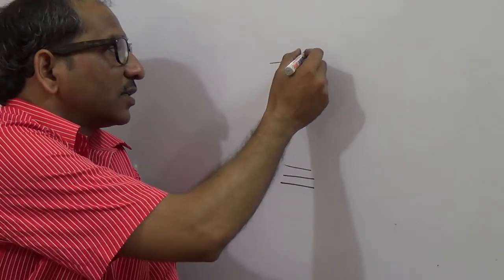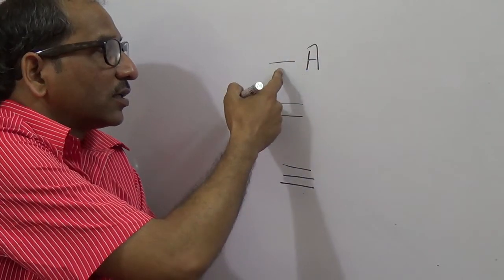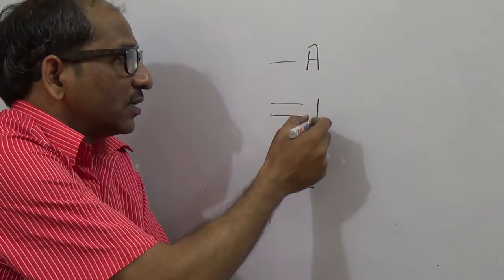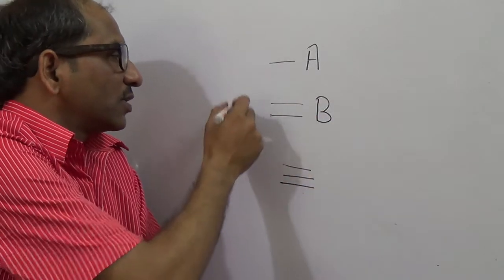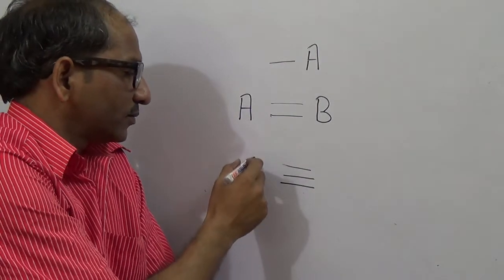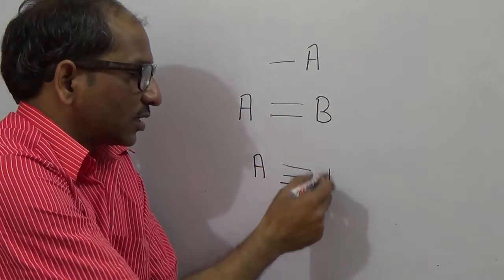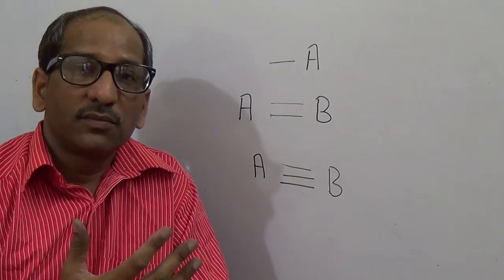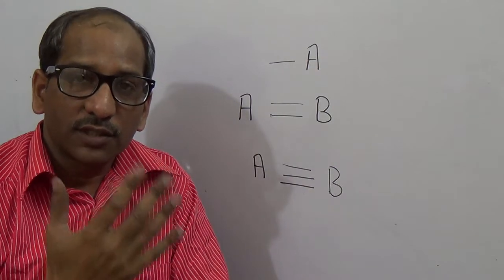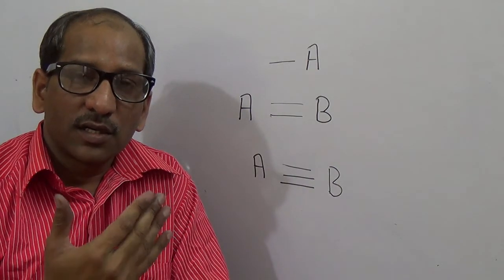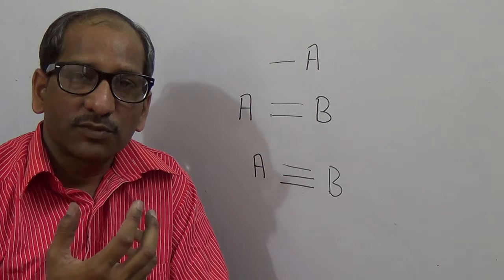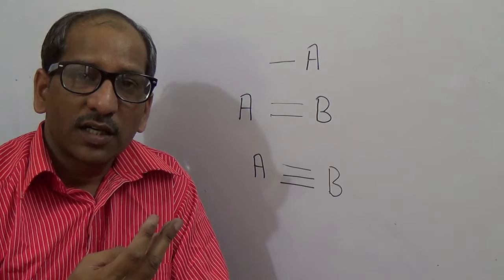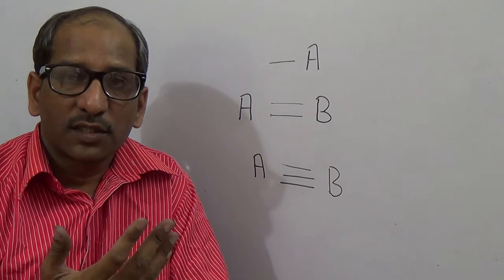When I write A is equal to B, or like this A and here B, how do the meanings change? If A and B are physical quantities in terms of the physics concept, then this single line, double line and triple line play an important role.